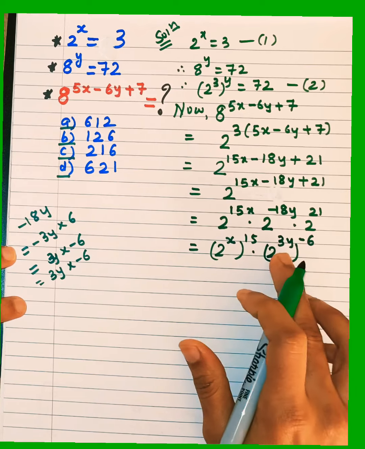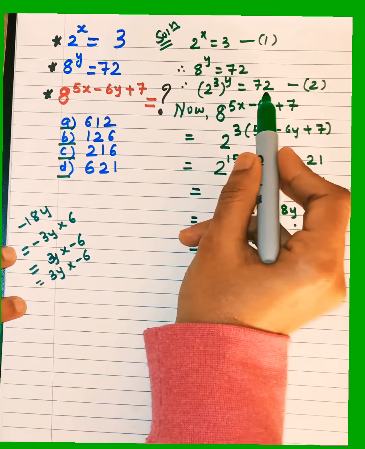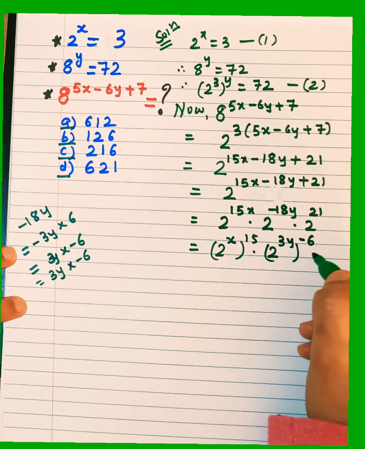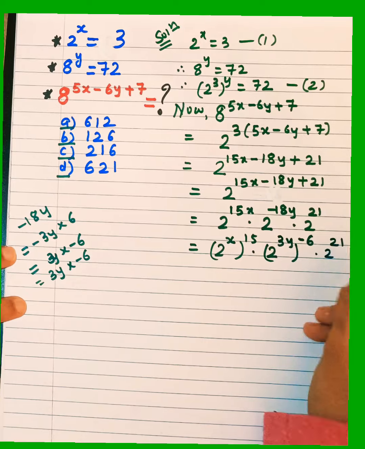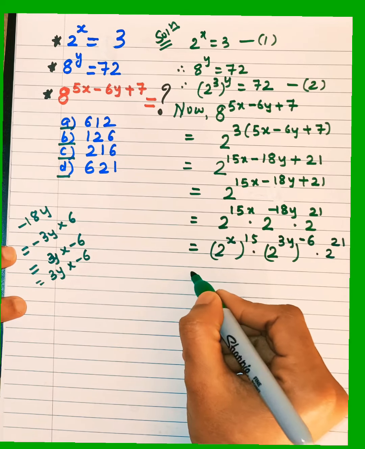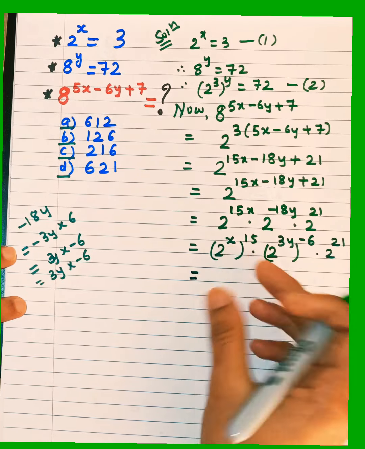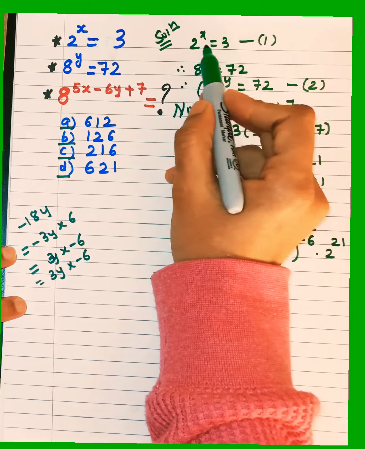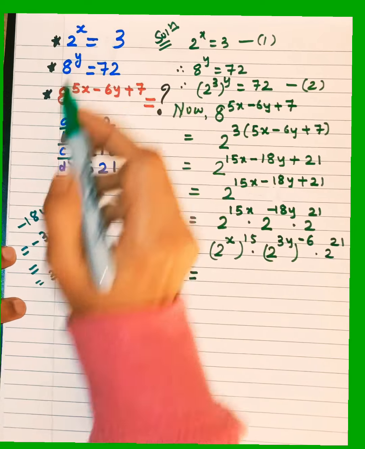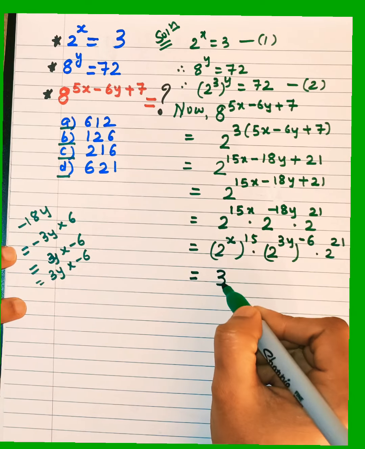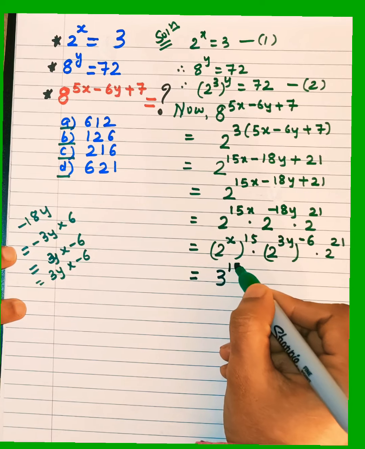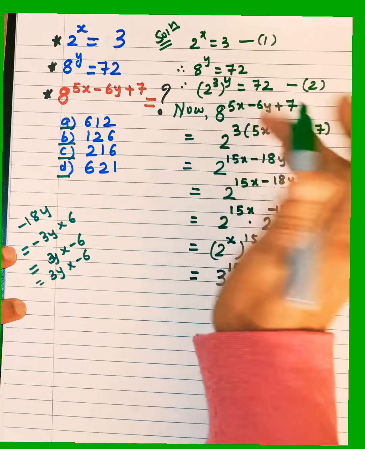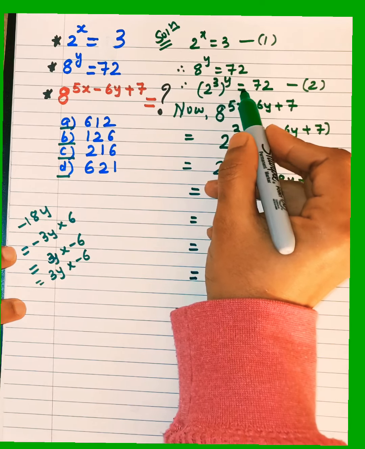Why? Because 2 raised to 3y, again we have 2 raised to 3y equal to 72. That is why I am adjusting, so that we can substitute the values. Now the last part, 2 raised to 21, I am keeping as it is. Now moving ahead, this portion, 2 raised to x, is 3. See the first equation: 2 raised to x equals 3. This is given in the question, so in place of this I am writing 3, and this 15 as it is. So 3 raised to 15 into 2 raised to 3y. If you see carefully, the second equation says 2 raised to 3y equals 72.